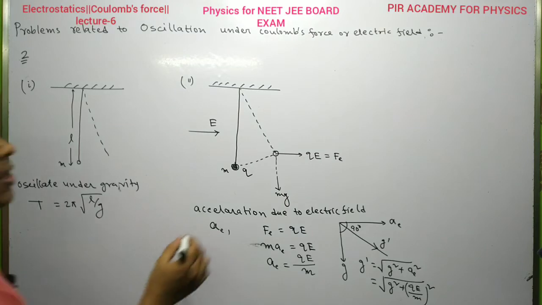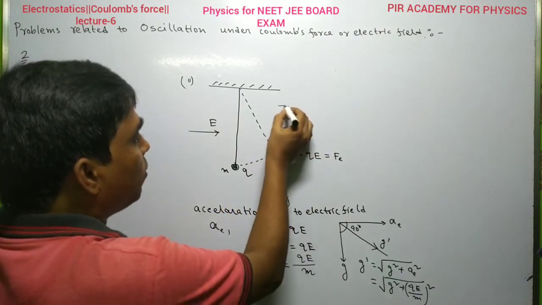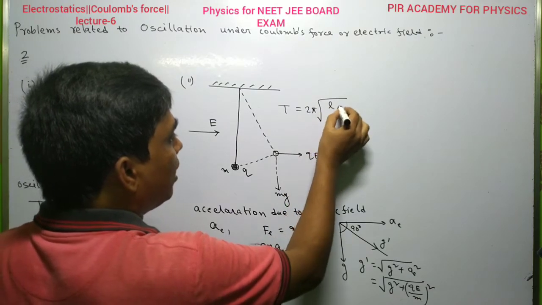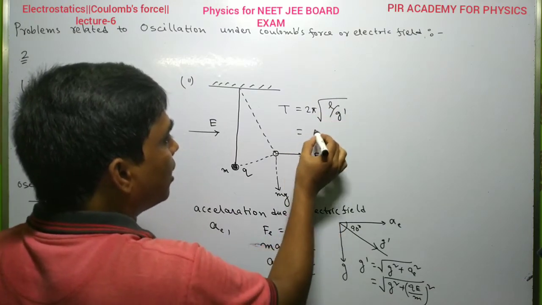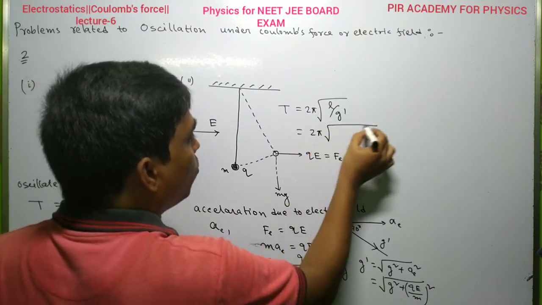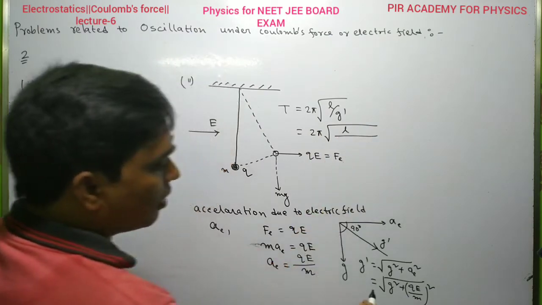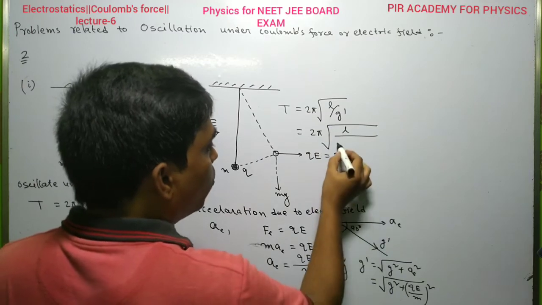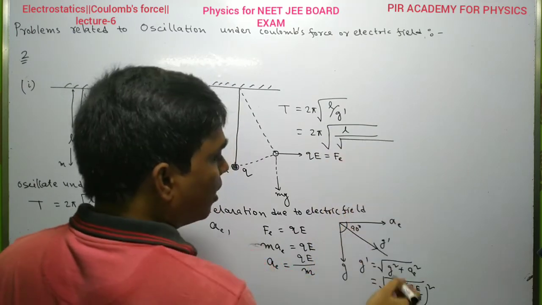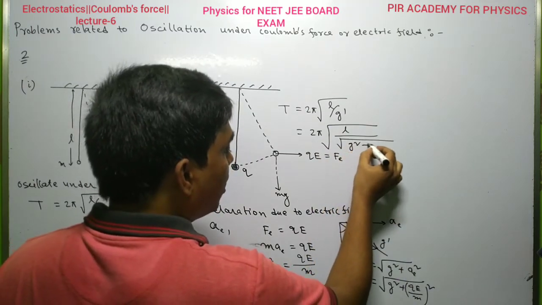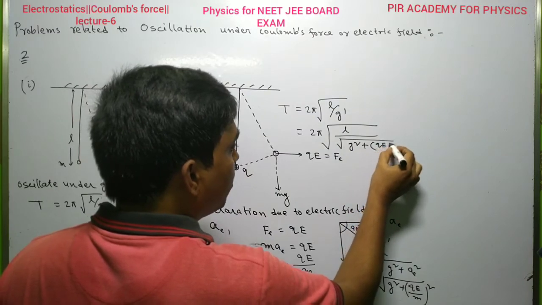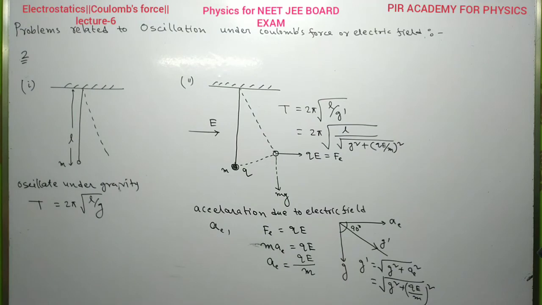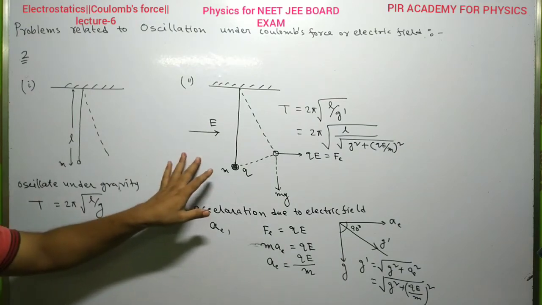So what will be the time period? Time period will be 2 pi root over L by g dash. Here is root over L. What is the g dash? g dash is root over g square plus qE by m whole square. This is the time period of this condition.